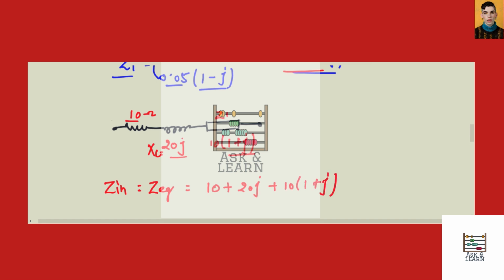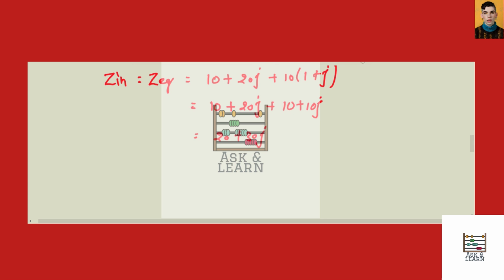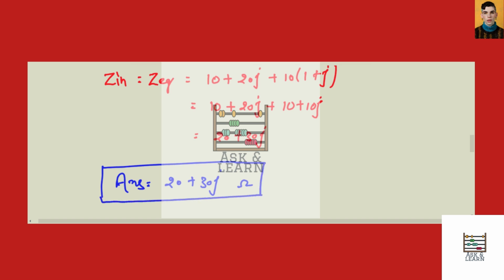So what you will get from over here is 10 plus 20j plus 10 plus 10j. So the final answer is 20 plus 30j. If you write the unit, that is ohms. So this is our final answer for this part also. So that's it.